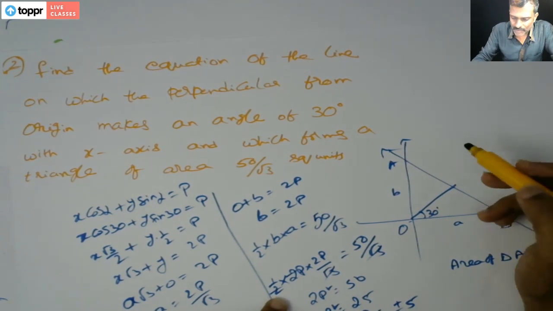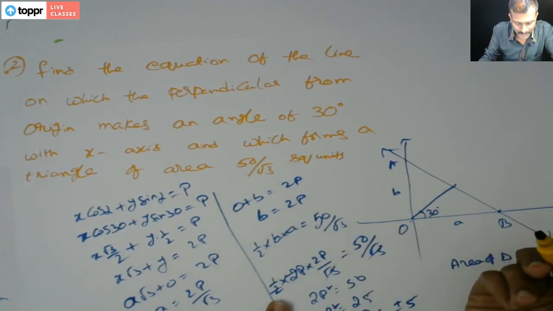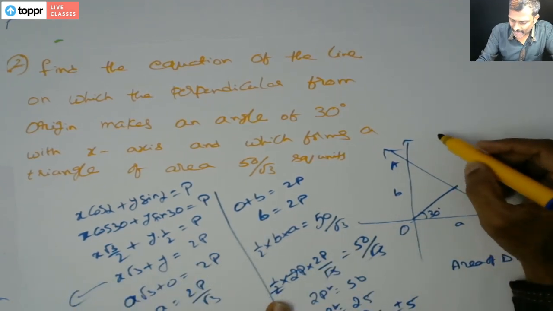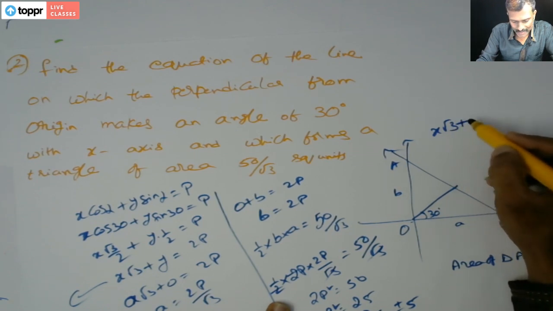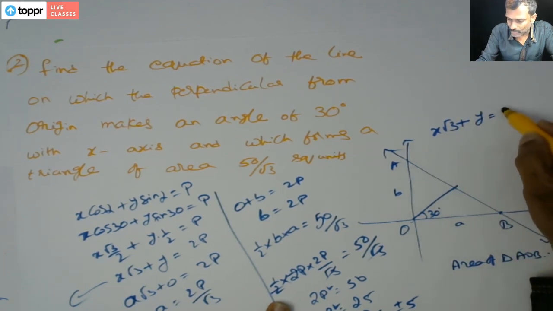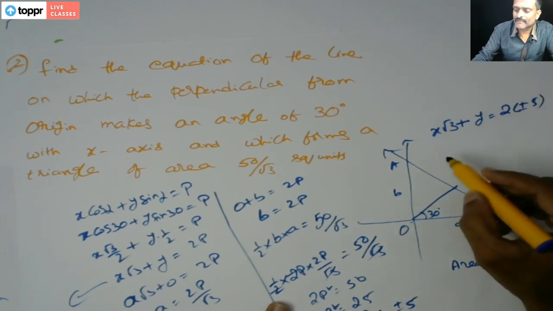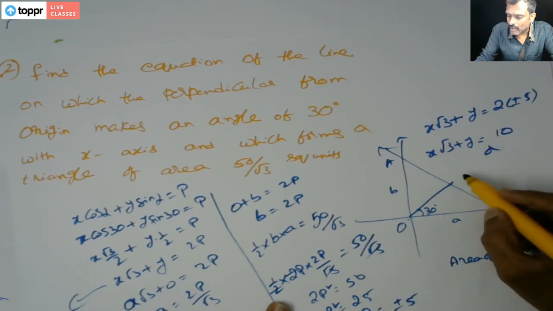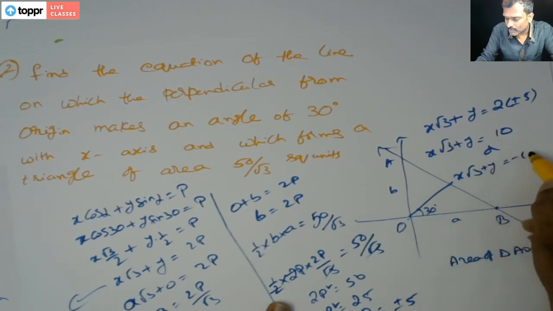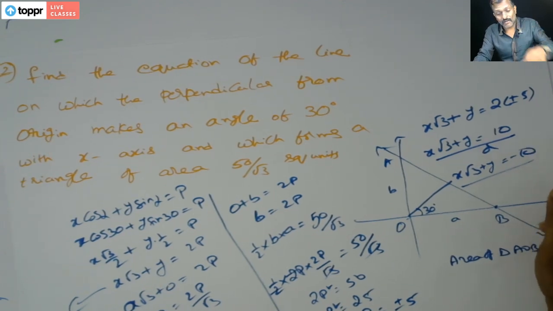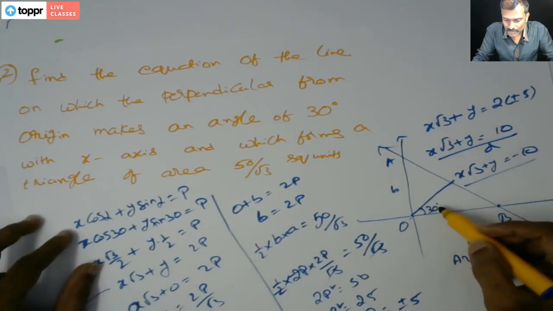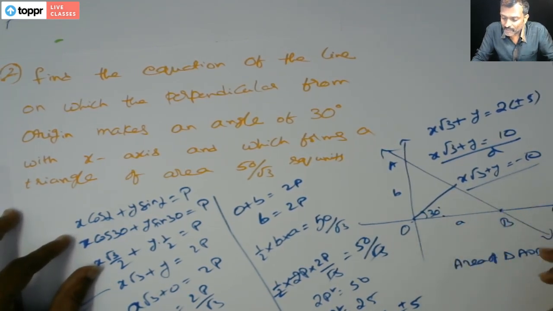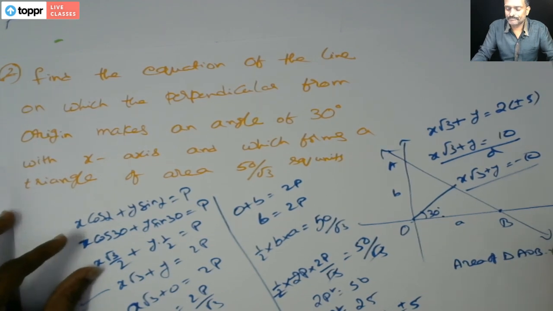Now what is the equation we want? What are we trying to find? The equation of the line, right? So the equation of the line is this one. So x root 3 plus y is equal to 2 times plus or minus 5. In other words, x root 3 plus y is equal to 10, or x root 3 plus y is equal to minus 10. These are the two equations of this line whose perpendicular is making an angle of 30 degrees, which has an area of 50 by root 3 square units, right?